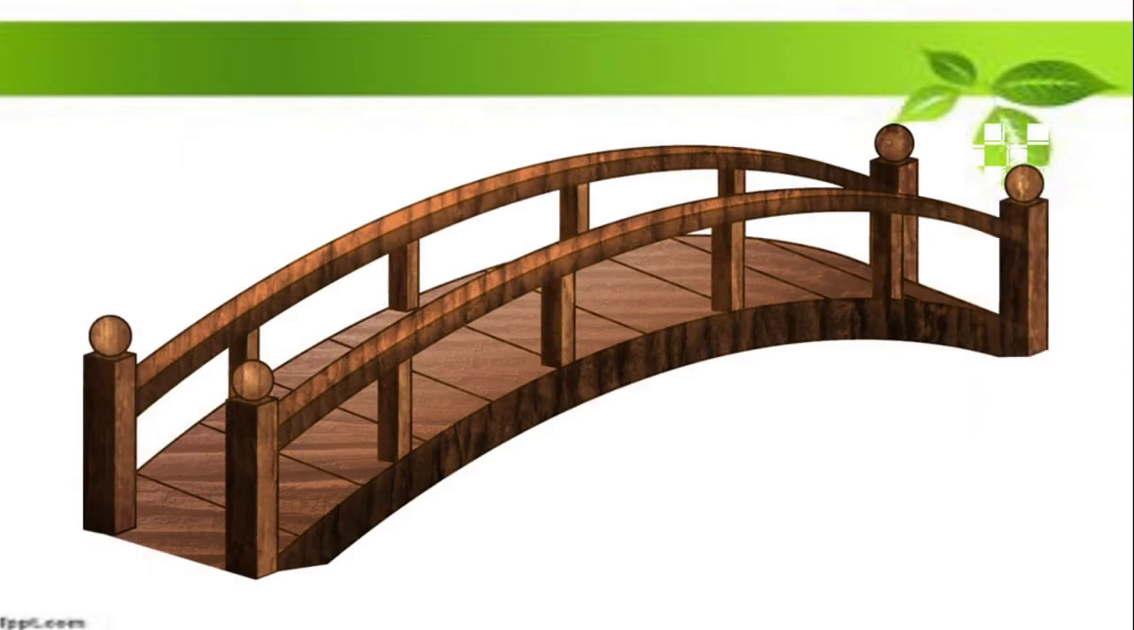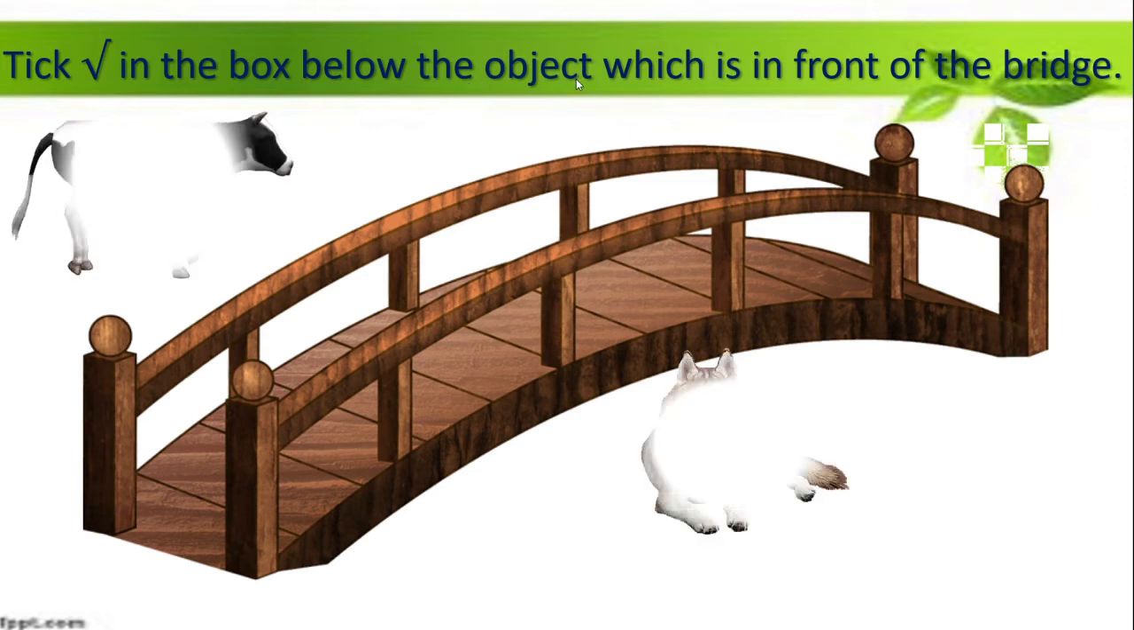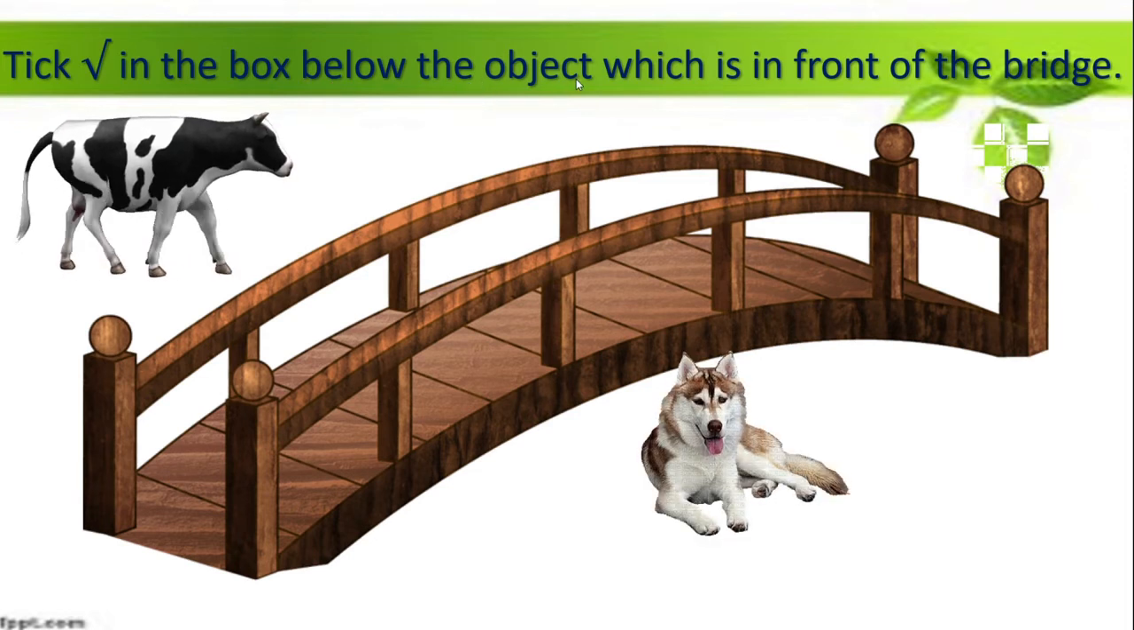Yes. Here you can see a bridge, a small bridge that you can see in the gardens. Correct? This bridge is there. Here what we have to do? Tick in the box below the object which is in front of the bridge.